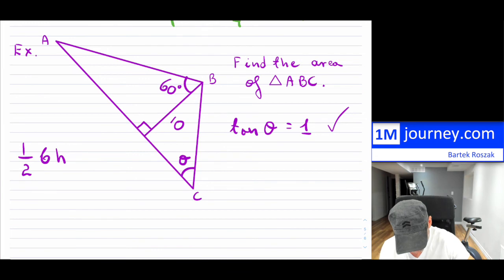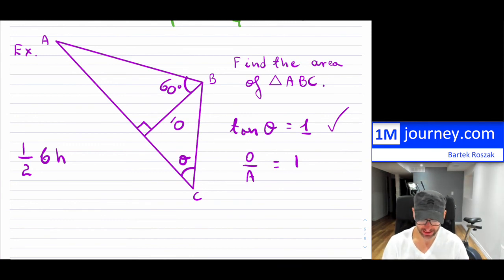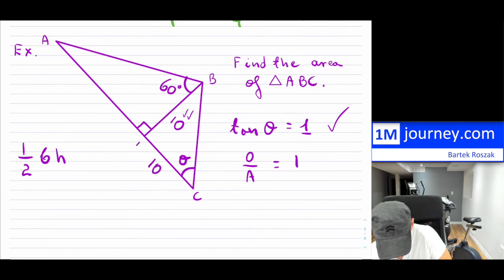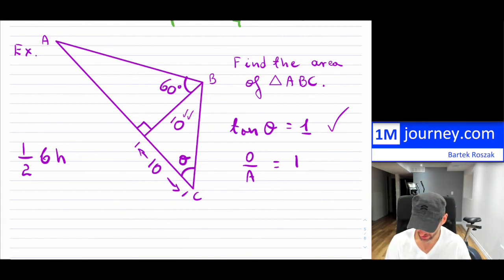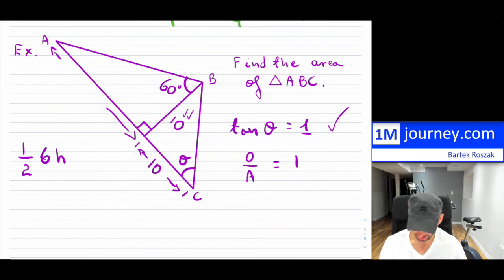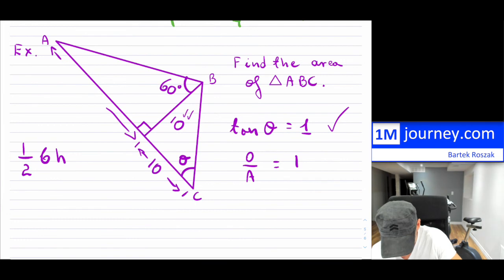So this is opposite over adjacent, which is equal to 1, which means, notice that the opposite is equal to 10. They give you that right here. So that means the adjacent has to be equal to 10. So I know that this distance, at least from here to here, must be equal to 10. Now I need to know what the distance is between here and here. If I add those up, then I do know what that base is. So I have this 60 degrees.